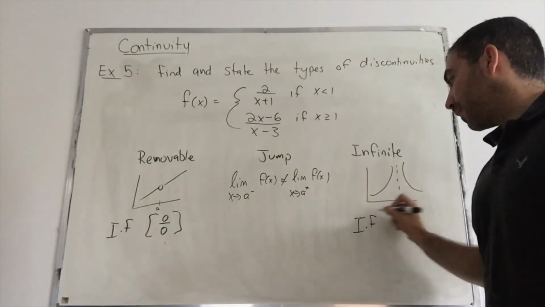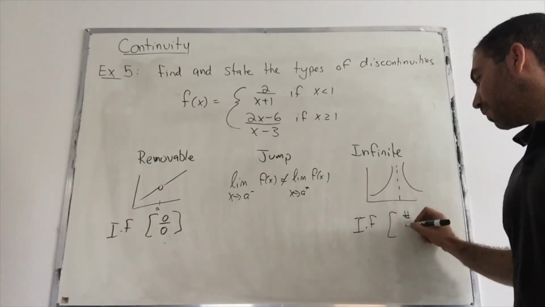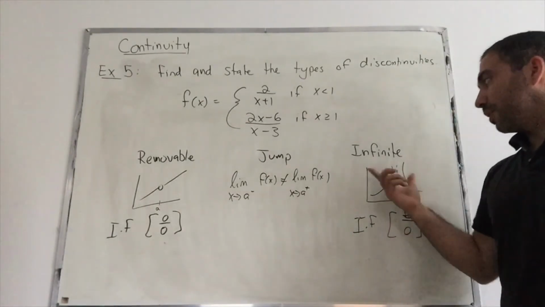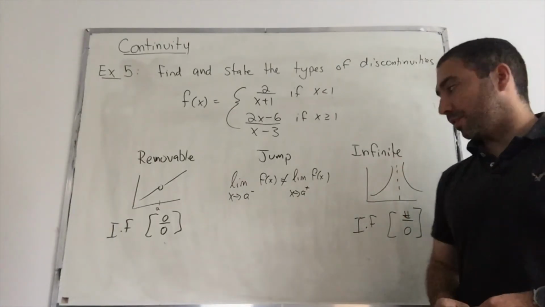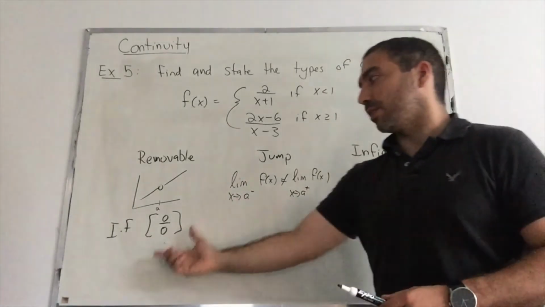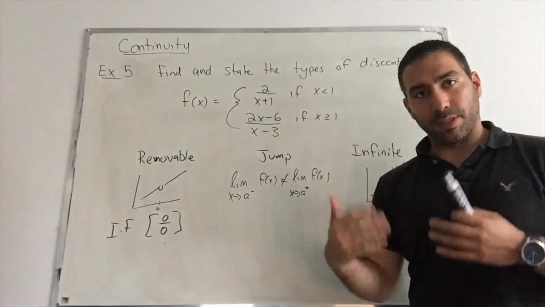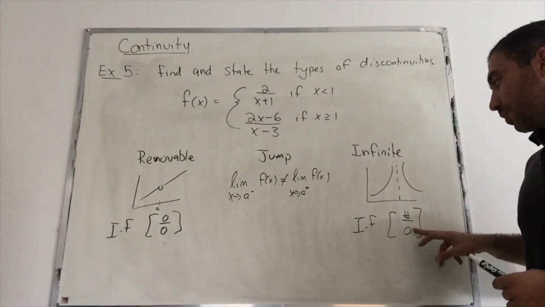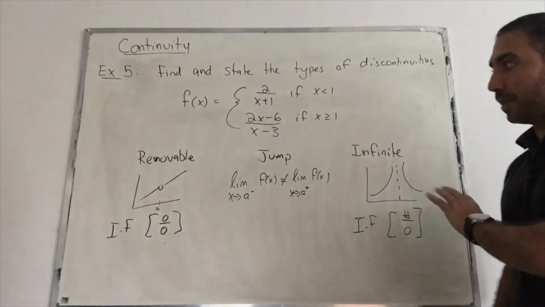You'll get a number over 0, essentially infinity. If you get infinity, you're dealing with an infinite discontinuity. Okay, so these are the three cases that we have. 0 over 0 is removable. If the left limit and the right limit do not equal, typically it's a jump, and infinite when you have 0 on the denominator, but you end up getting a number on the top. Okay, so keeping this in mind, write this on the side.